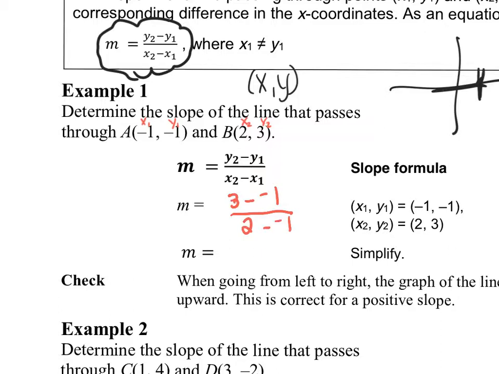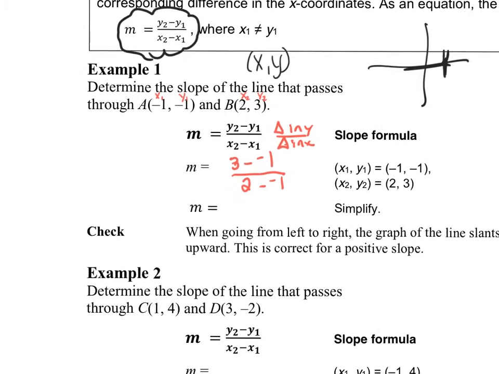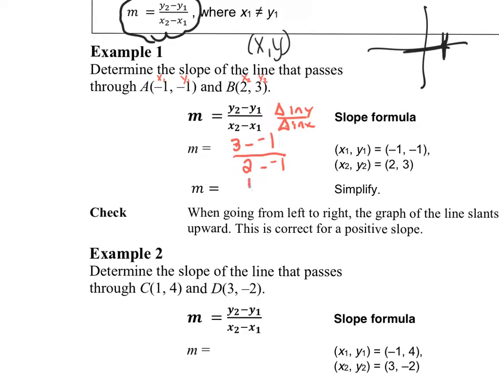Okay, so technically when we did this before, really this is the change in y over the change in x. That's how we're getting our points. This is the change in y, the y is subtracting, over the change in x. So 3 minus a -1 is 4, because we leave, change, change. Leave, change, change here. 2 plus 1 is 3. So our slope is 4 over 3.